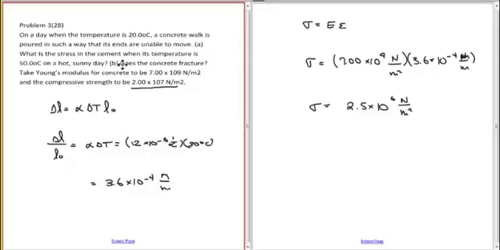So the answer to the first question, what is the stress? The stress is 2.5 times 10 to the 6 newtons per meter squared, or pascals. And because the stress is less than the compressive strength, then we say it doesn't fracture. It's not that close. It's almost off by a factor of 10. So we should feel pretty good about that.